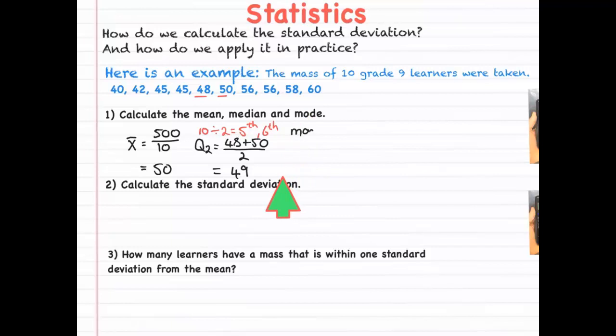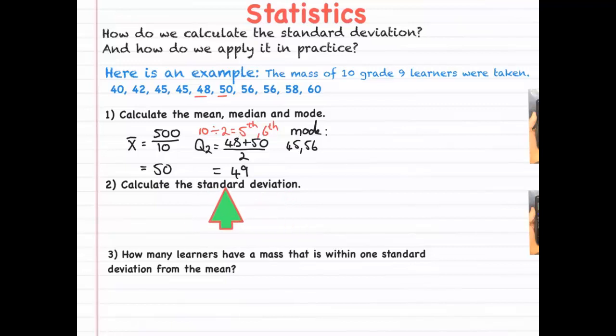The mode will simply be the values that exist the most, okay? So in this case, our mode will be 45 and 56, because both of them exist 2 times. So I'll write that in, that will be 45 and 56. Okay, brilliant. Now, we want to calculate the standard deviation.